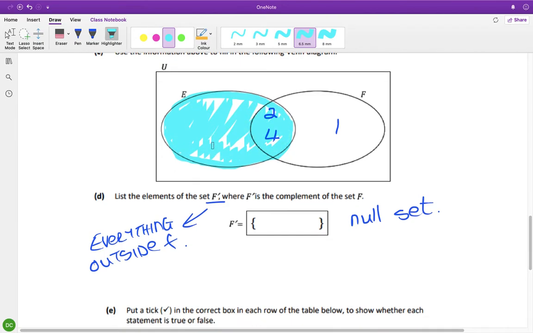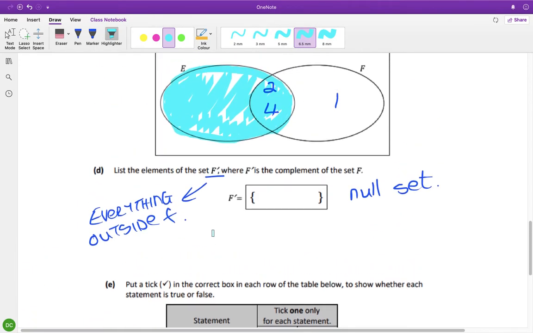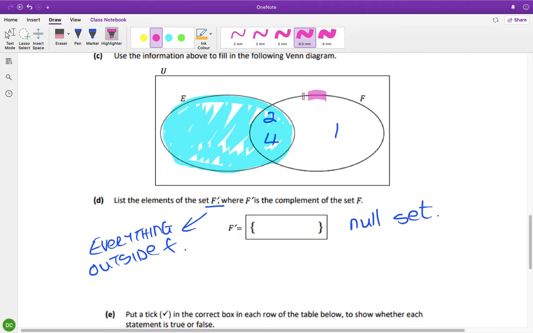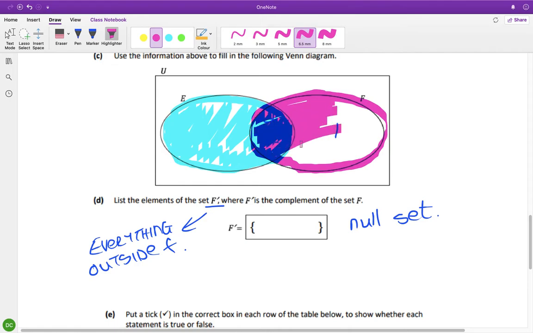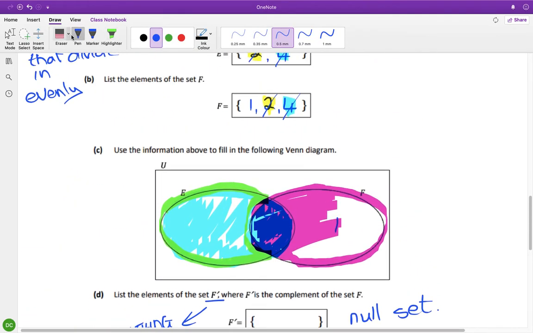So we started with E and then we want to lose F. We take the F set and we don't include it, so it's gone. All we're looking at now, because the F set is gone, is this bit here. So is it a null set? Yes, it is, because it's empty.